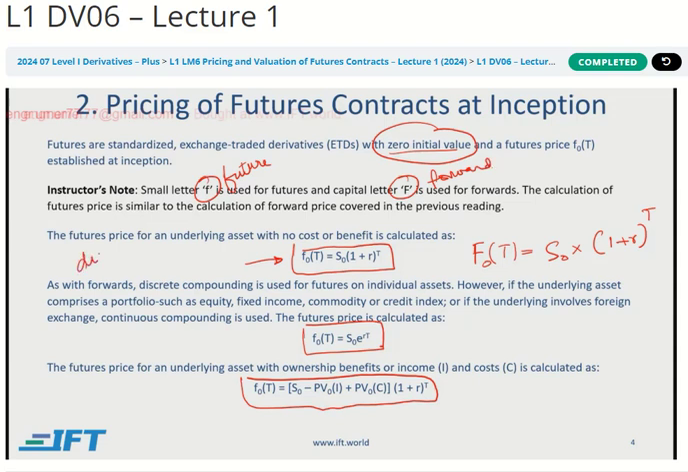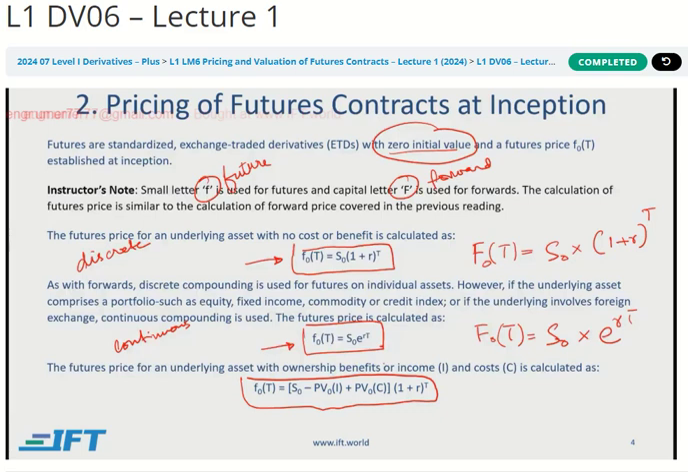This was for discrete compounding, and for continuous compounding we used this formula, where for forwards the forward price, large F, was the spot price multiplied by e^(rT). And here it's the same formula. The only difference is that it is a small f denoting the futures price.